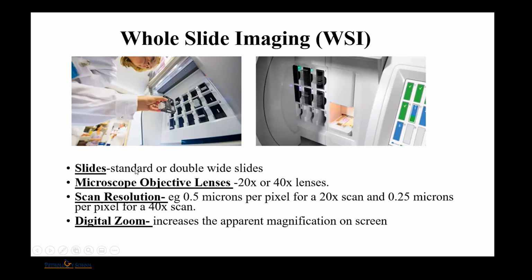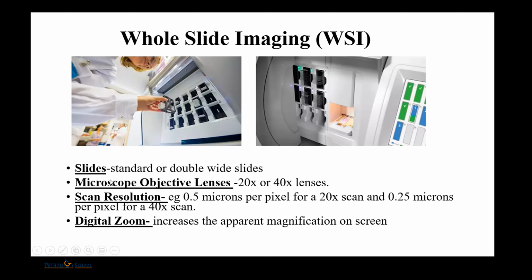And your slides should be a standard, which is your 75 by 25, or your double width slides, which is your 50 by 75 slides. And the slides should be barcoded at one end with your patient ID, your case number or your slide number, and the stain that is used for that tissue section.